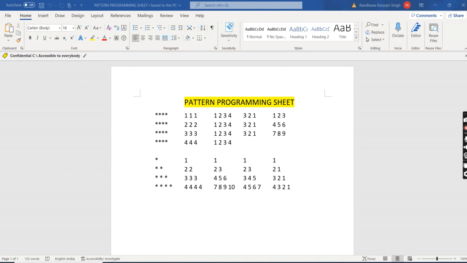So in this video we will be continuing the star pattern. As our pattern programming sheet, we will be continuing. So let's get started with the star pattern.